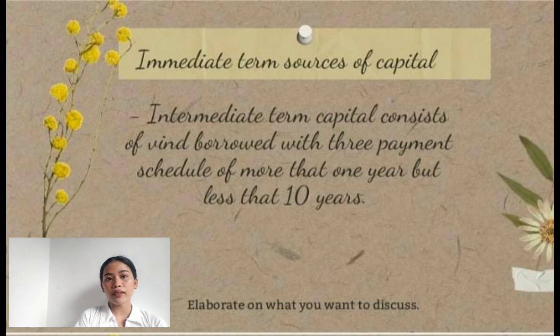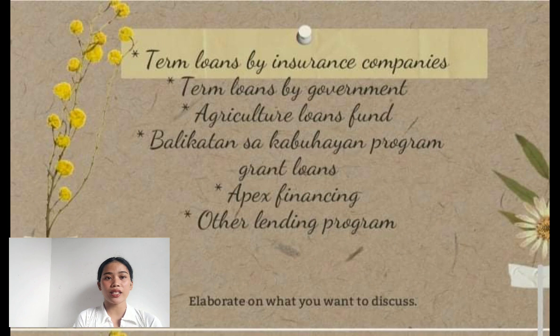Term loans by government: the financing assistance provided by the government includes the agricultural loans fund, which is also government-sponsored financing assistance made available for the working capital and fixed asset acquisition requirements of agricultural and agribusiness projects. The Balikatan sa Kabuhayan Program grants loans from the Livelihood Assistance for Urban Development and Export Development Assistance Program, a joint effort of the Technology Resources Center and the Bagong KKK.